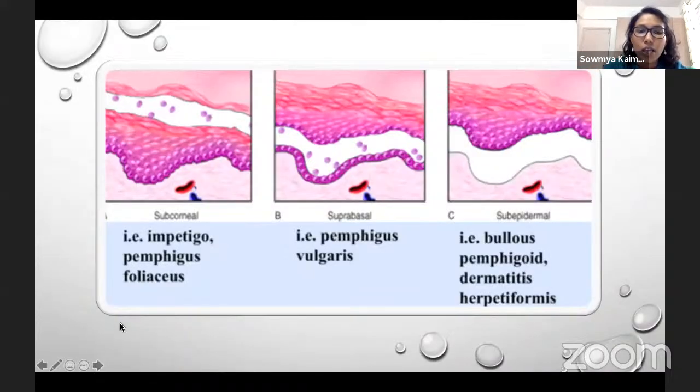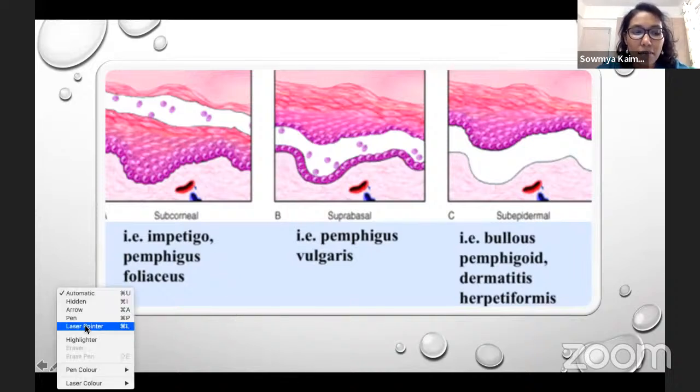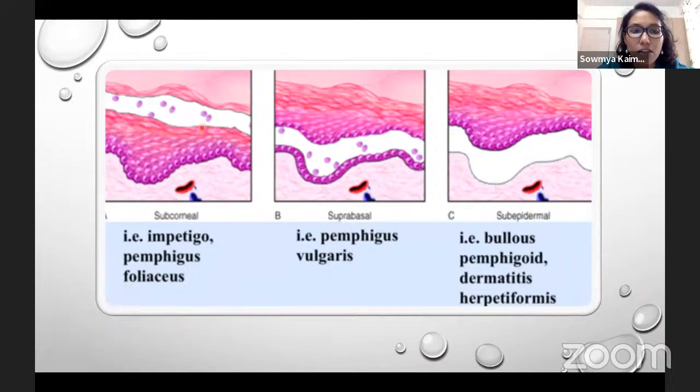So an example of the various levels at which this clefting can occur. In the superficial forms of pemphigus, you have a cleft in the subcorneal layer. So you can see here that the roof of the blister is formed by stratum corneum, whereas the layers below consist of the rest of the epidermal cell layers. So the roof is very fragile. It's only the stratum corneum that gets lifted off.